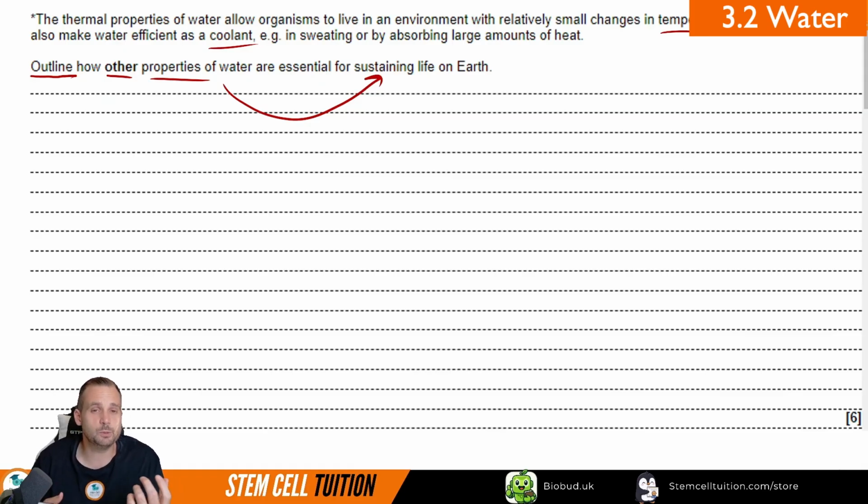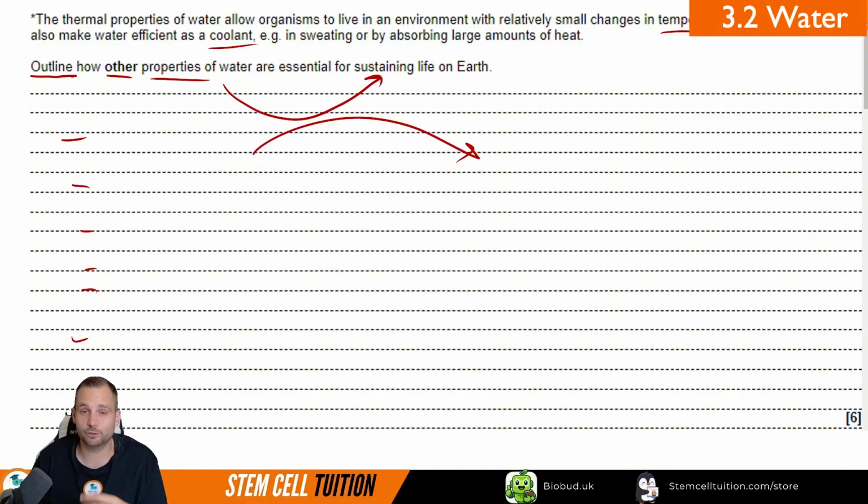So for some of the properties, we might say it forms hydrogen bonds. It has dipoles. We might say it can act as a solvent, as a temperature buffer. It's less dense when it's solid form. It's liquid at room temperature. Adhesion, cohesion, capillary action. Yeah, so you start listing those out and feel free to bullet point those as a list and then apply them to each reason.